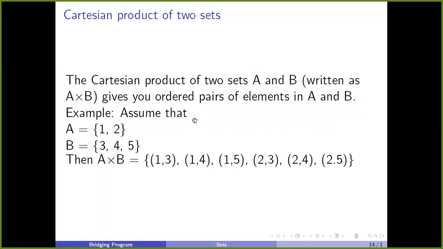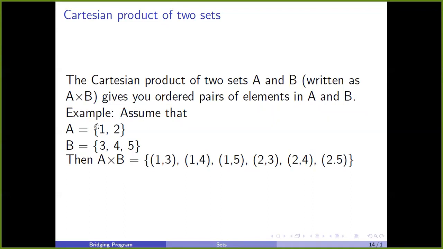And then the last one that I want to discuss today is called the Cartesian product of two sets. If I have two sets A and B, let's say A has 1 and 2 and B has 3, 4, and 5, then the Cartesian product of A and B, you write it as A x B. So you put this multiplication mark, and it is actually the ordered pairs of all the elements in A and B.